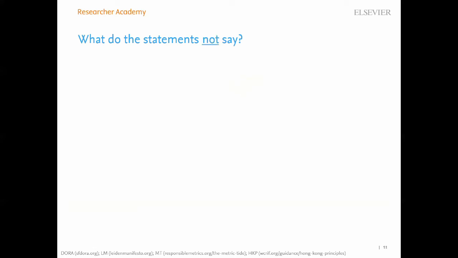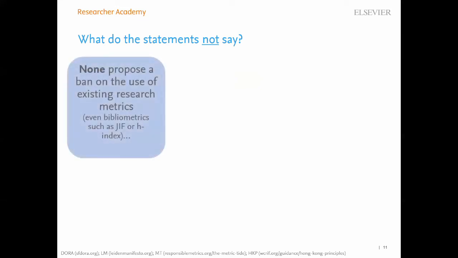Let's look at what they don't say as well. The statements themselves are anti-reductionist, yet they've been reduced in some reporting to being, say, anti-journal impact factor or anti-H-index. But actually, not one of the statements recommends a ban of the existing research metrics. Rather, they recommend the end of their inappropriate use.